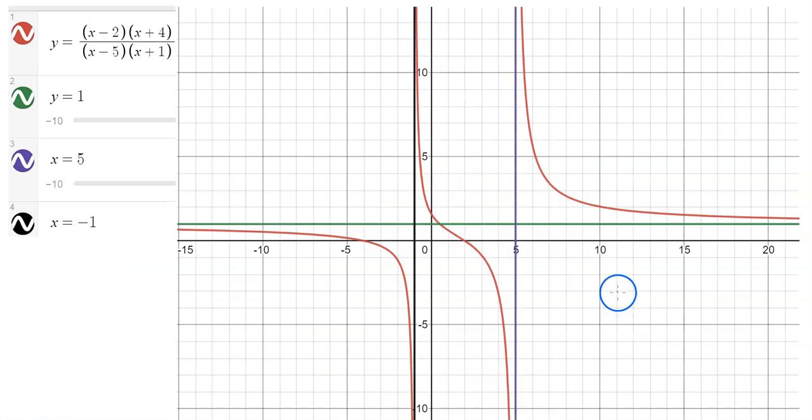Wow, goodness me, what a good sketch of the function y equals x minus 2 times x plus 4 divided by x minus 5 times x plus 1. Wow, I think that's the best one I've ever done. I'm just kidding, I cheated and used Desmos. I'm sure you'll forgive me though, because the alternative is watching me stumble around and actually draw it and take like 10 or 15 minutes to do that.